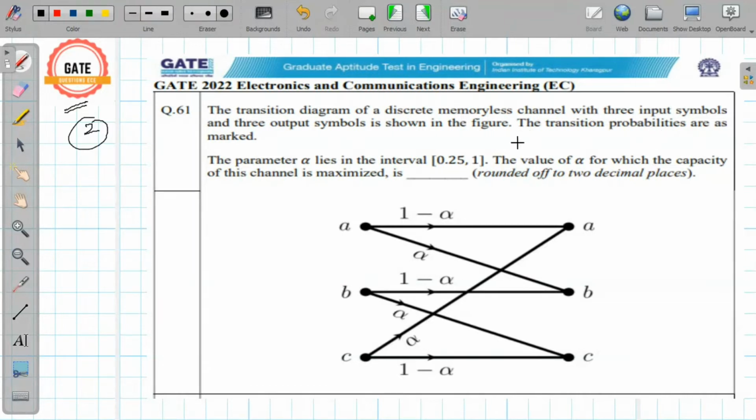The transition probabilities are as marked. So the transition probabilities are marked here. The parameter alpha lies in the range 0.25 to 1. The value of alpha for which the capacity of this channel is maximized is dash. So we will have to find out the value of alpha for which capacity of this channel is maximized. So let's see how to solve this question.